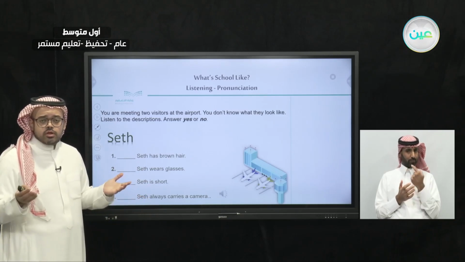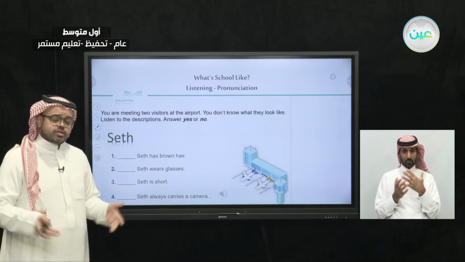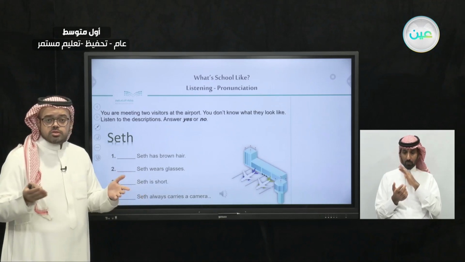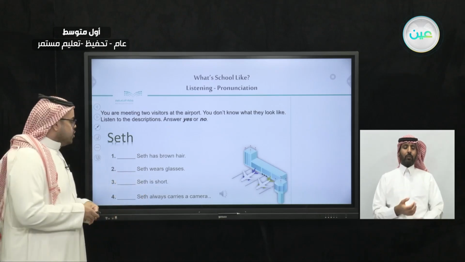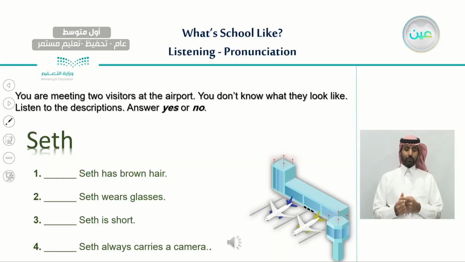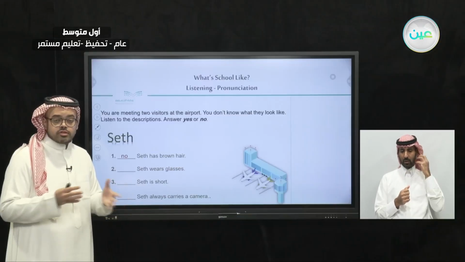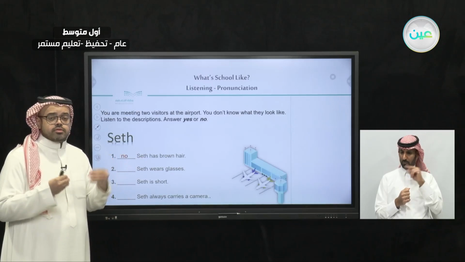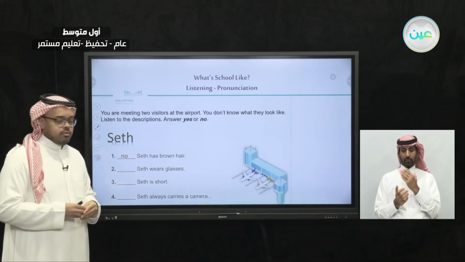And now let's read those sentences and try to decide if those sentences were mentioned by Seth or not. So let's start with the first one. Seth has a brown hair. So did Seth say that he has a brown hair? Very good. The answer is no. Seth said that he has a blonde hair. Not brown, a blonde. So there is a difference. You may hear it as brown, but the answer is blonde hair.